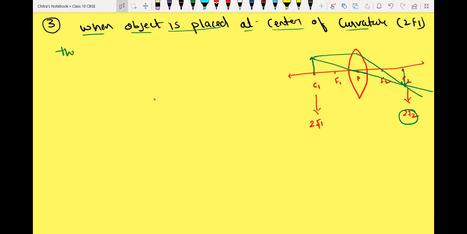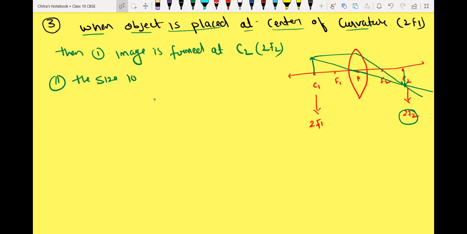So what is the condition when the object is placed at the center of curvature? Number one, the image is formed at C2, meaning the center of curvature, or it is also called 2F2. See, the image and object size will be the same. Second, the size of the image is the same as the object. Number 3, you can see it is inverted, and if you place a screen over here, you will be able to project that image on a screen. Means it is real.